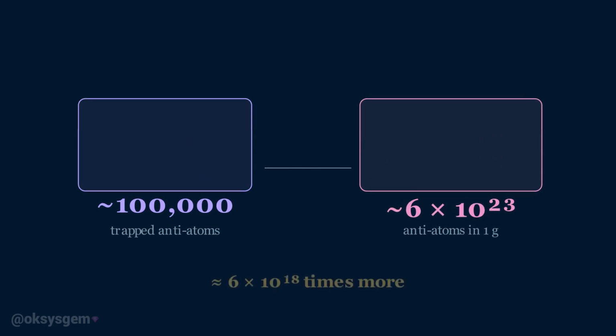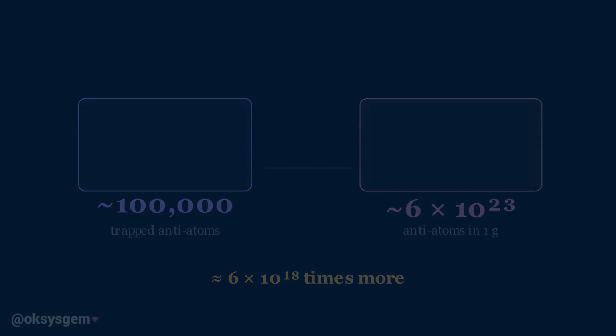That may sound impressive until we compare it with 1 gram. 1 gram of antihydrogen would contain roughly 600 billion trillion antiatoms. That is about 6 times 10 to the 23rd atoms. Compared with 100,000 trapped atoms, a gram is larger by roughly a factor of 6 quintillion.